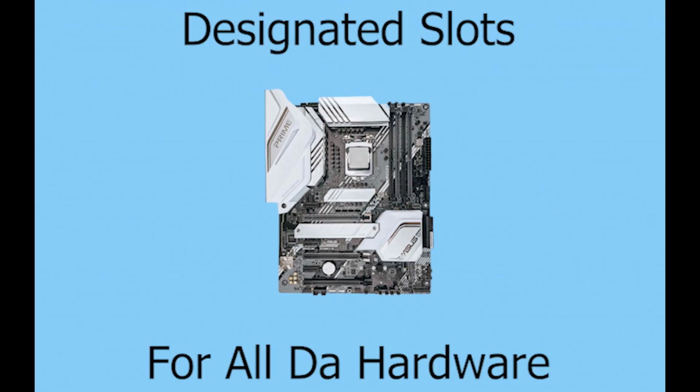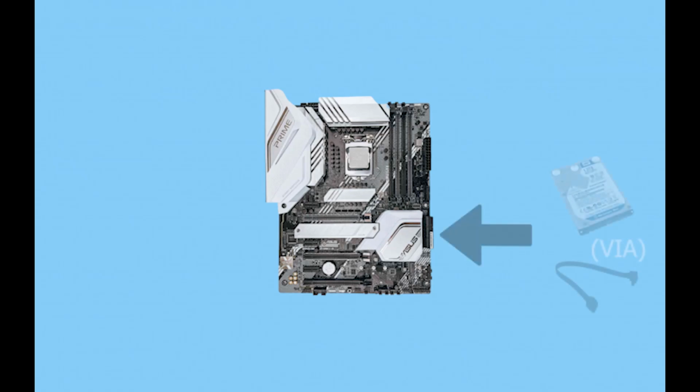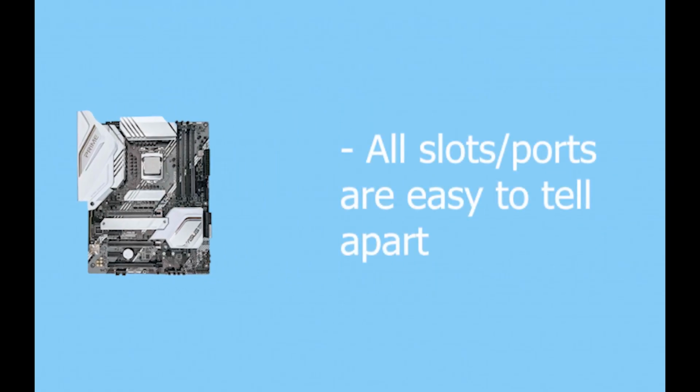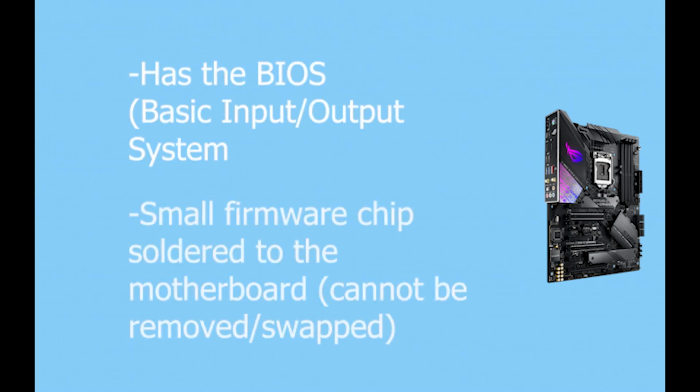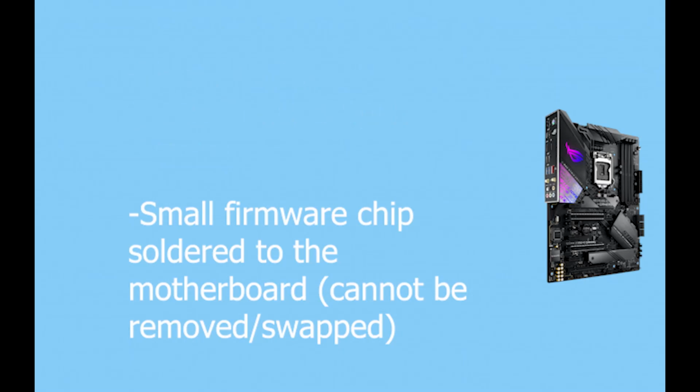There are designated slots on the motherboard for the CPU, RAM, graphics card, and storage device, all easy to differentiate from one another. The motherboard has what's known as the BIOS, Basic Input-Output System, which is simply a firmware chip on the motherboard itself that cannot be removed.